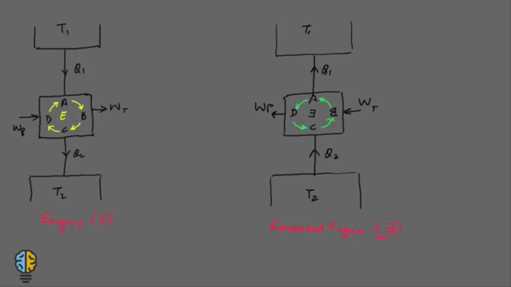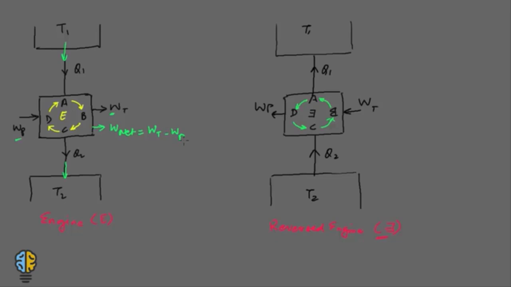Now, if you pay attention to the engine, you have heat coming in from the heat source and heat being rejected to the heat sink. The pump work is the input work, and you get the turbine work as the output work, and the net work output is W net equal to WT minus WP.